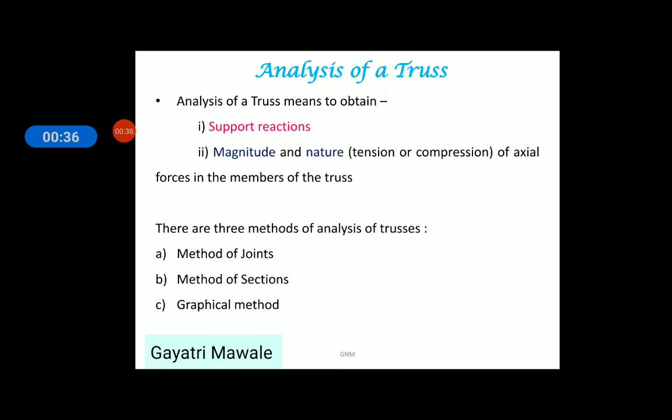Analysis of truss means to obtain support reactions and to obtain magnitude and nature of axial forces in the members of the truss. There are three methods of analysis of trusses, namely method of joints, method of sections and graphical method, out of which method of joint and method of sections are analytical methods of analysis of trusses.